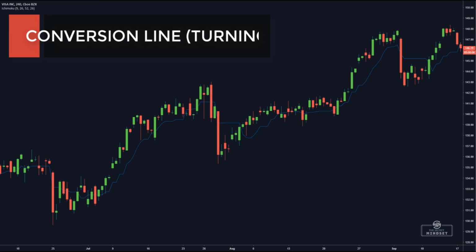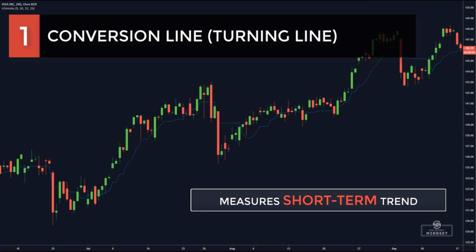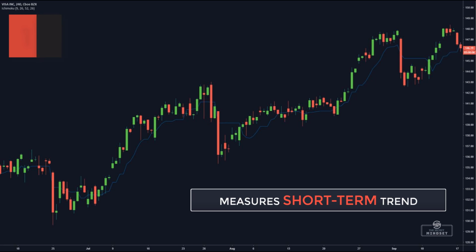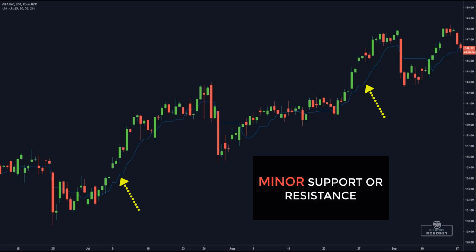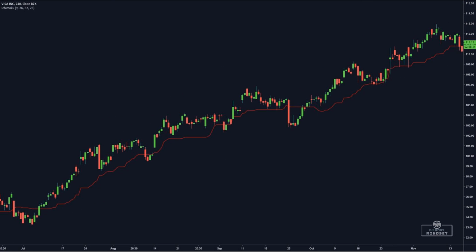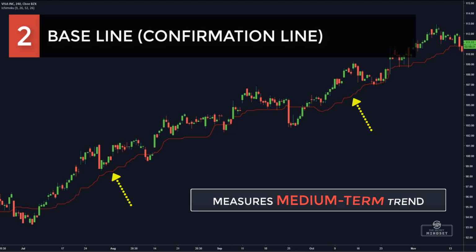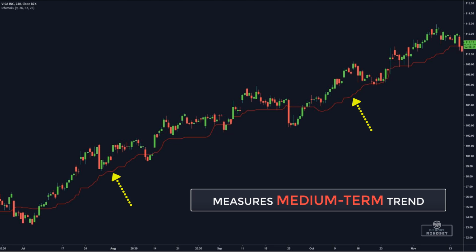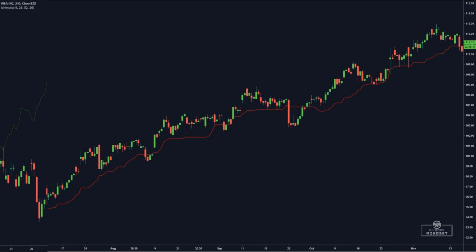First, we have the conversion line. This is a short-term line, also known as a turning line. This signals an area of minor support and resistance. So if you're all about short-term trading or scalping, you must follow the conversion line. Second, we have the baseline, also known as a confirmation line, which serves as a signal for support and resistance levels on the medium term. Some traders use the baseline as a trailing stop level.